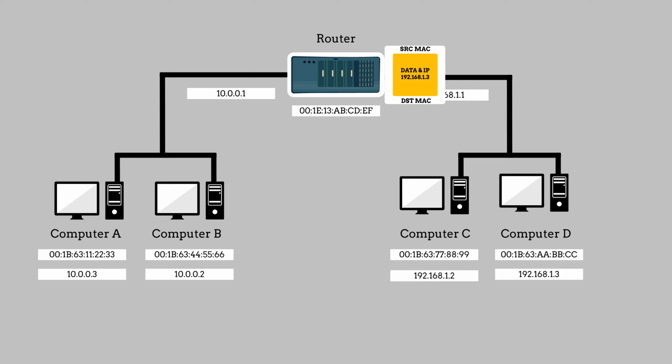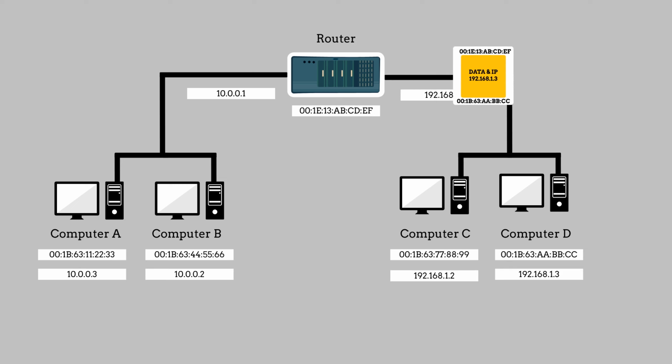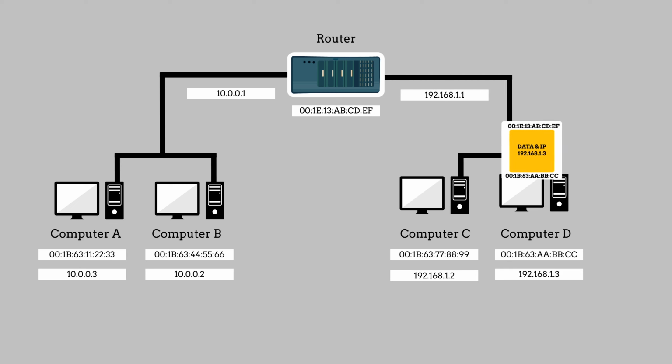The router replaces the source MAC address in the data packet with its own MAC address, and the destination MAC address with computer D's MAC address, and forwards the data along with computer D's IP address. In this example, we saw that the MAC addresses used in data transmission would change, but the IP address remained the same throughout the transmission. In this way, the data sent initially from computer B successfully reaches computer D, which is on a different network.